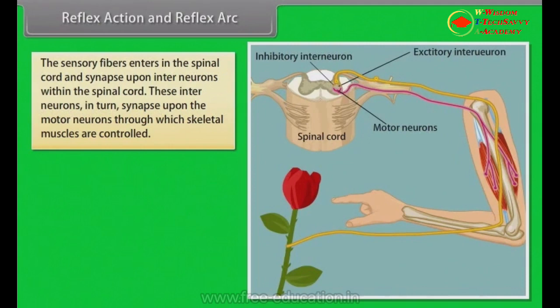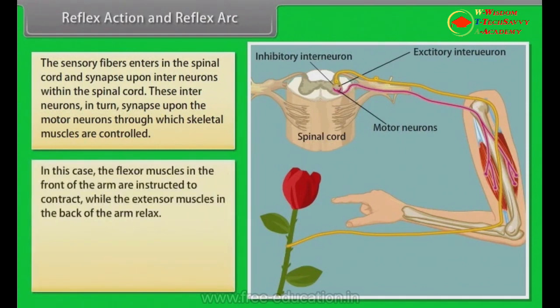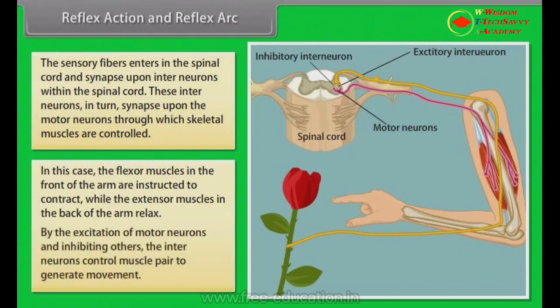These interneurons in turn synapse upon the motor neurons through which skeletal muscles are controlled. In this case, the flexor muscles in front of the arm are instructed to contract while the extensor muscles in the back of the arm relax. By the excitation of some motor neurons and inhibiting others, the interneurons control muscle pairs to generate movement.